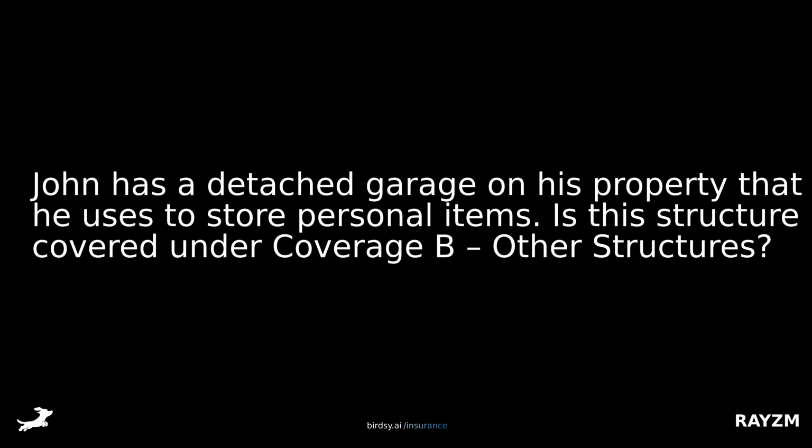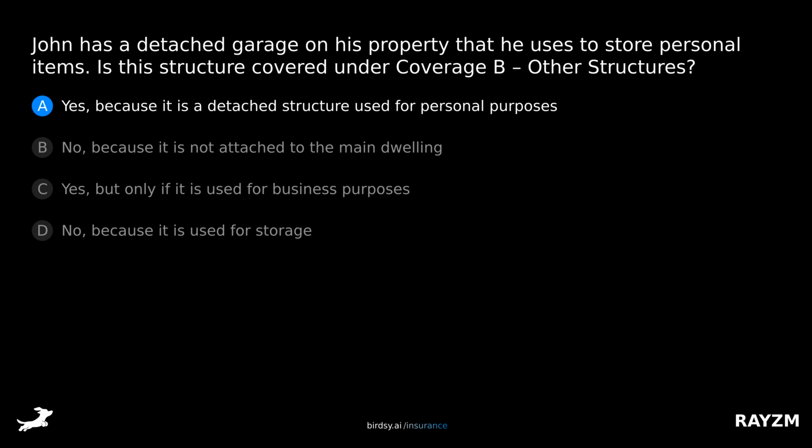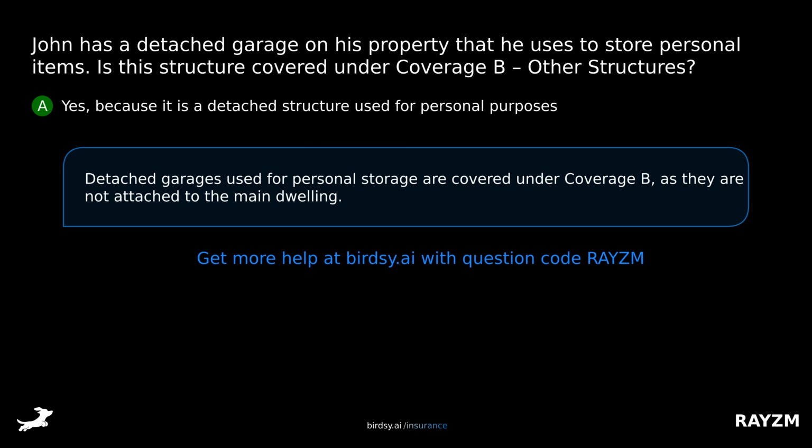John has a detached garage on his property that he uses to store personal items. Is this structure covered under Coverage B, other structures? Is it A, yes, because it is a detached structure used for personal purposes, B, no, because it is not attached to the main dwelling, C, yes, but only if it is used for business purposes, or D, no, because it's used for storage? The answer is A. Yes, because it is a detached structure used for personal purposes. Detached garages used for personal storage are covered under Coverage B, as they are not attached to the main dwelling.